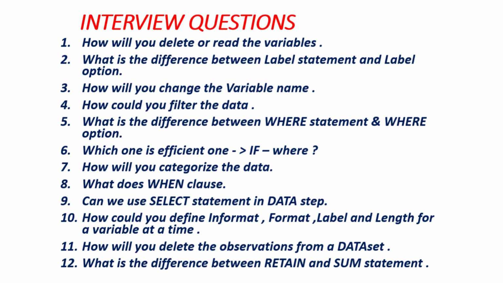How will you delete or read the variables? What is the difference between label statement and label option? How will you change the variable name? How could you filter the data? What is the difference between where statement and where option? Which one is efficient, if statement or where statement? How will you categorize the data? What is the when clause? Can we use select statement in data step? How could you define format, label and length for a variable at a time? How will you delete the observations from a dataset? What is the difference between retain and sum statement?